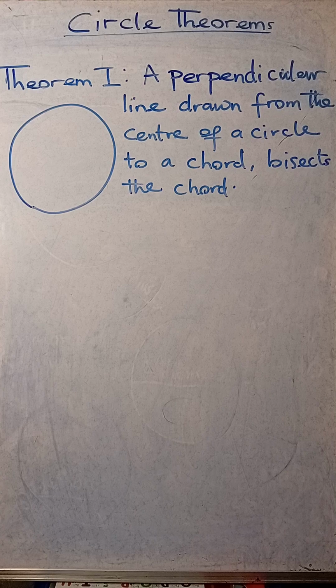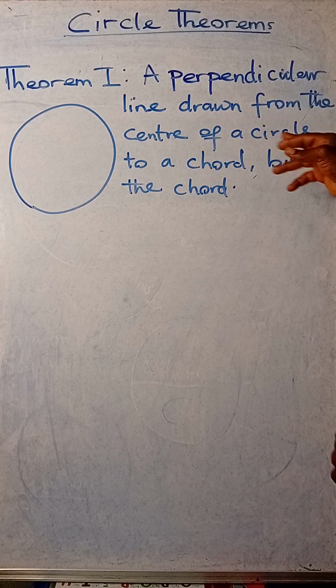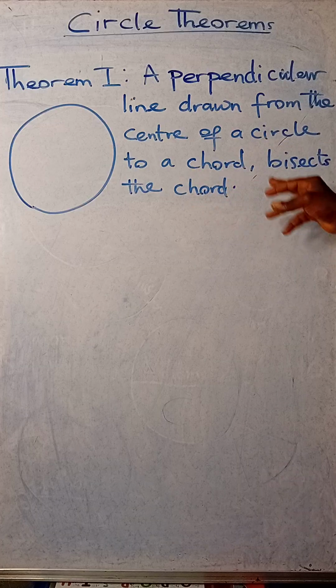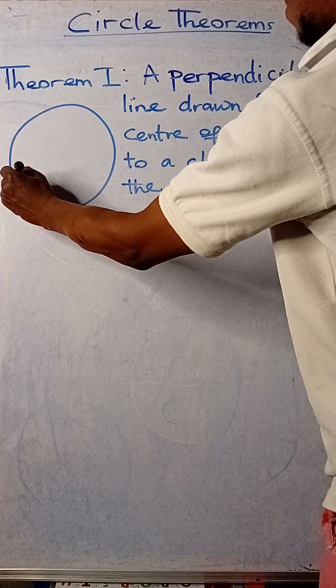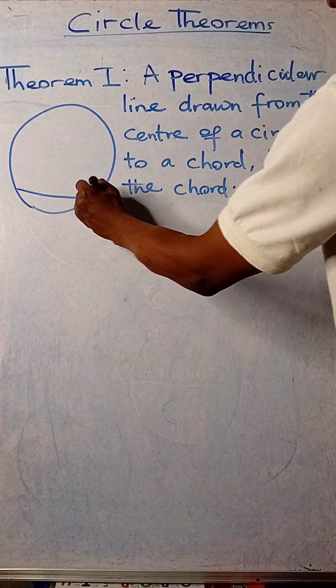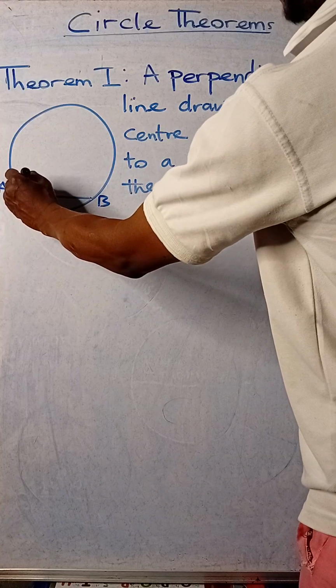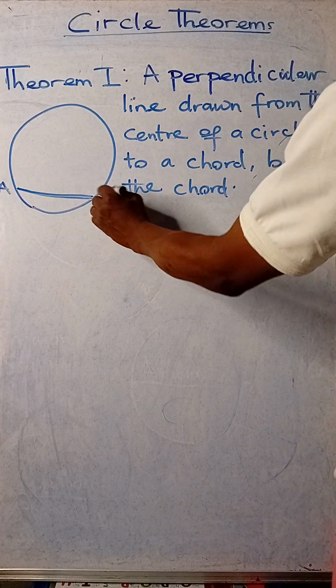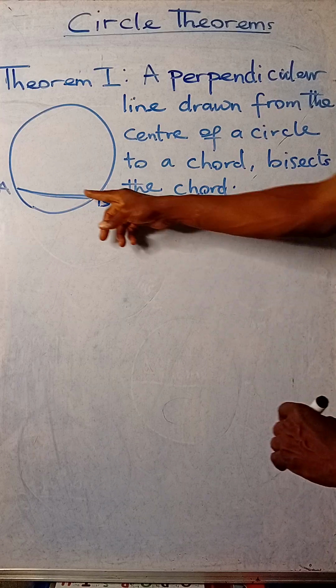So the theorem states that a perpendicular line drawn from the center of a circle to a chord bisects the chord. So this is what we are saying in essence. Remember we said that a line drawn from any part of the circumference, let's say this is A, this is B, to another part of the circumference is called a chord. So this is a chord.